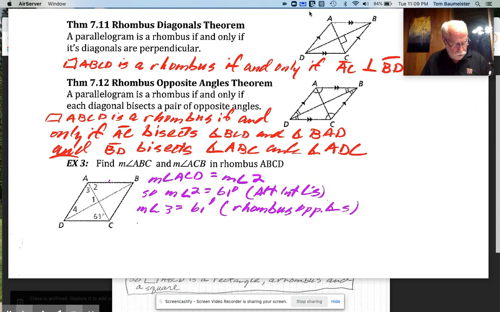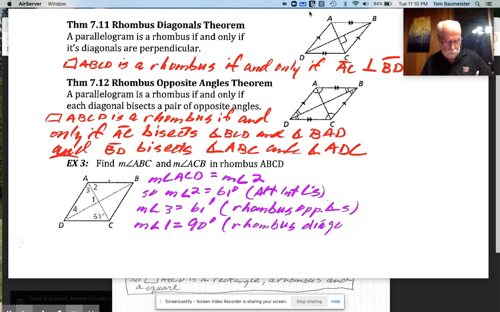And then we know that the measure of angle 1 is equal to 90 degrees, and that would be from the rhombus diagonals theorem from above. So the rhombus diagonals are perpendicular. So we've just done angles 1, 2, and 3. Now we need to get angle 4.